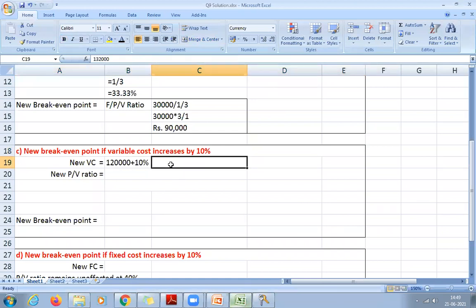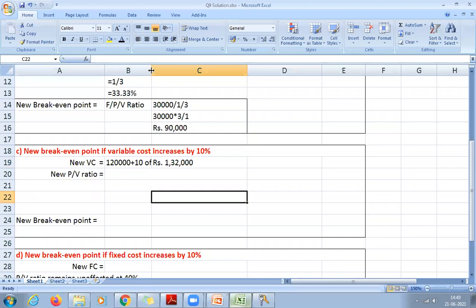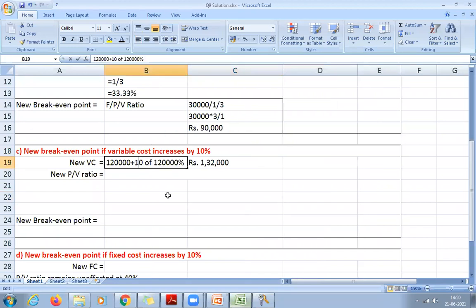So calculate how much you get. 12,000. So 12,000 plus 1.2 lakhs. How much you'll get? 1,32,000. Yeah, 1,32,000 you will get. Okay, that is 10% of 1.2 lakhs increased. In case you are referring later, you get a confusion, you can refer this. So I wrote directly. So it is 10% of 1.2 lakhs. So we will get 1,32,000.